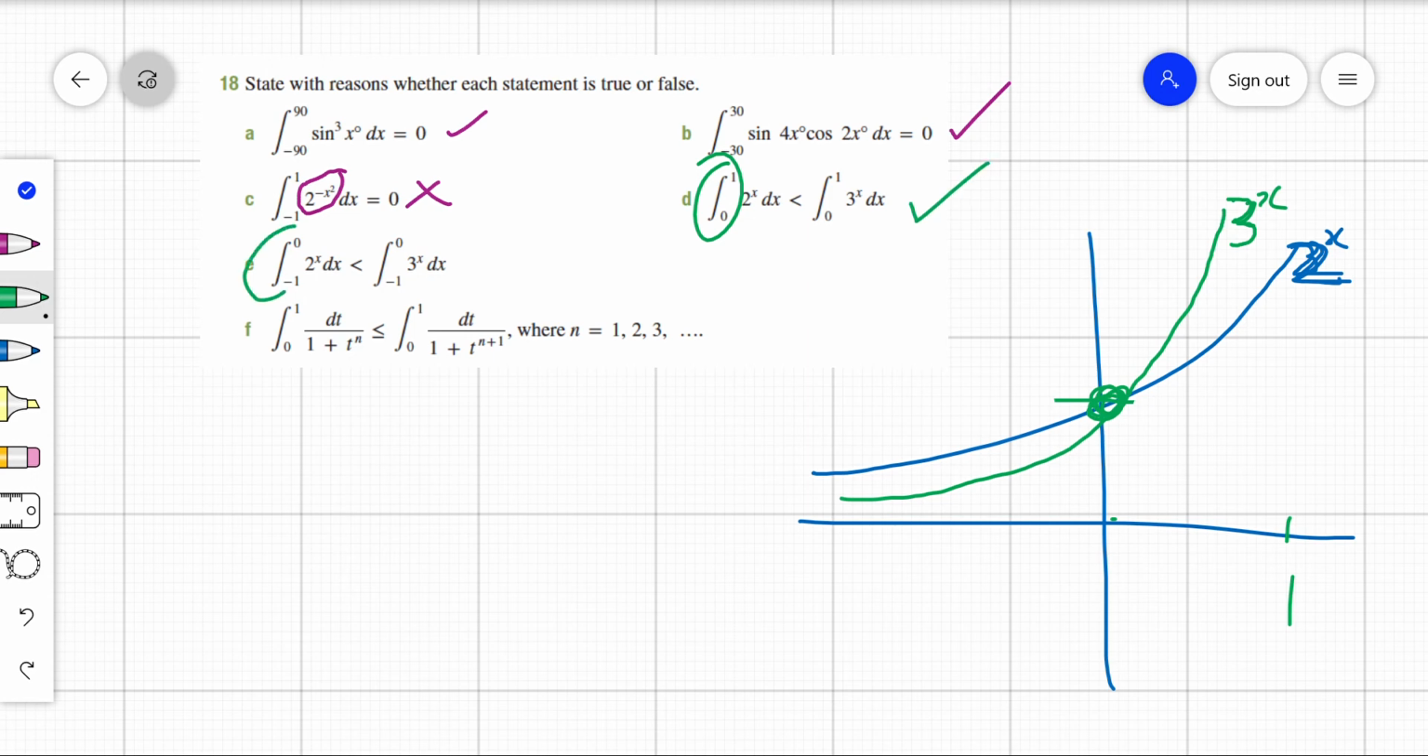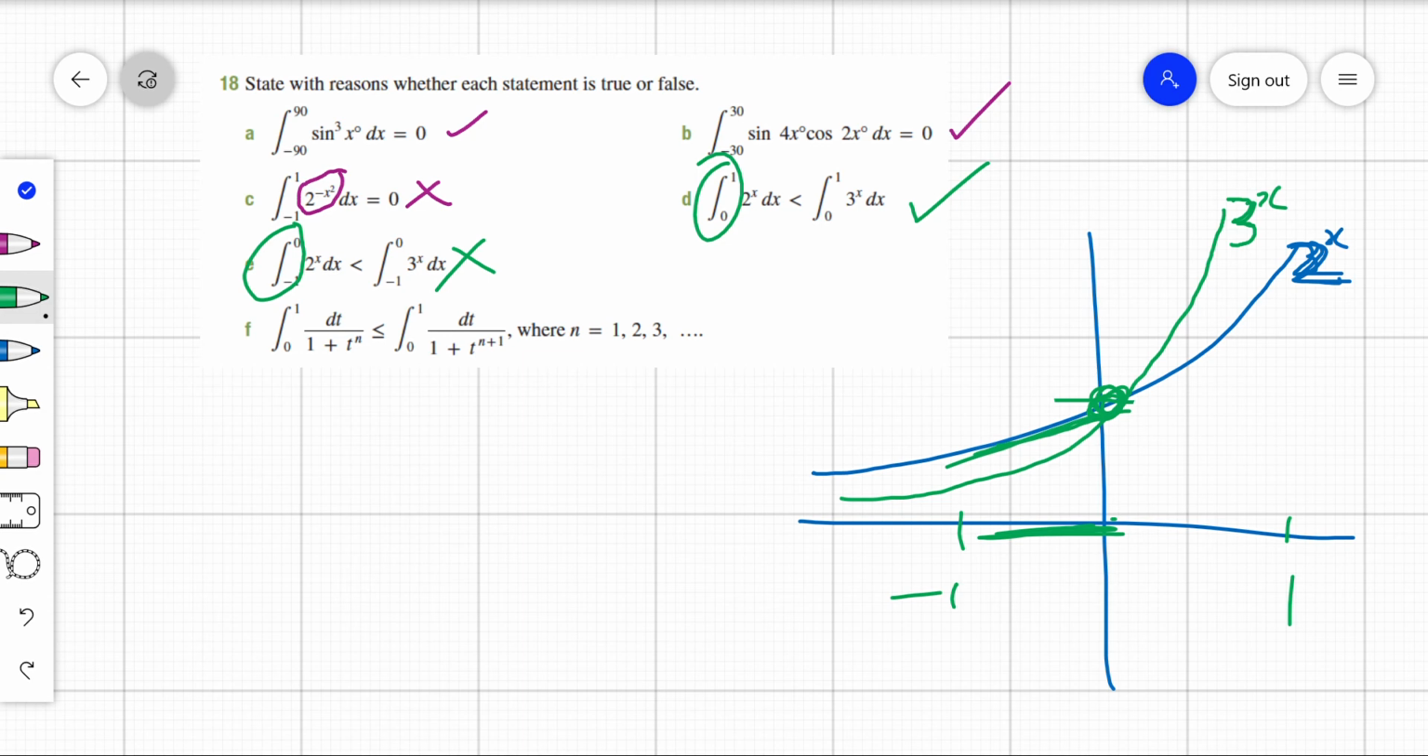But this one is between 0 and negative 1, so in this section, you can see the area that will be bigger is the blue curve, so 2 to the x will be bigger. So this one will be false for that area. All right, and what about F? Again, be careful with your limits here because we're only going between 0 and 1.